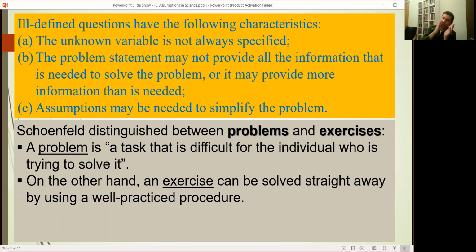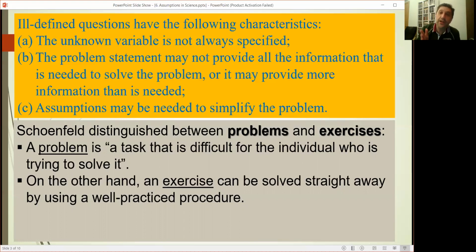Think about it: most of the questions that we see in our courses are exercises, whether they are called exercises or not. The unknown is very clearly defined. Usually the procedure is clearly defined. Maybe you're not very well experienced with that procedure, but once you get hold of the equations, once you're experienced with those equations, then it is easy to follow the procedure and come up with a solution. But these are exercises.